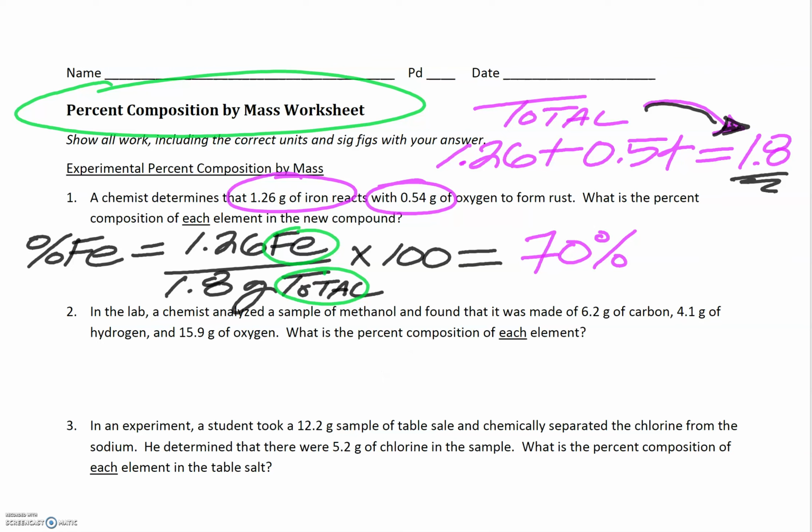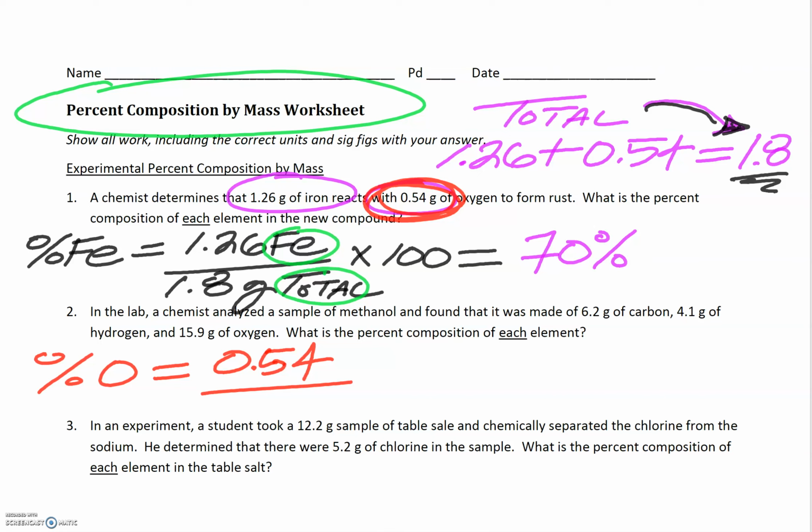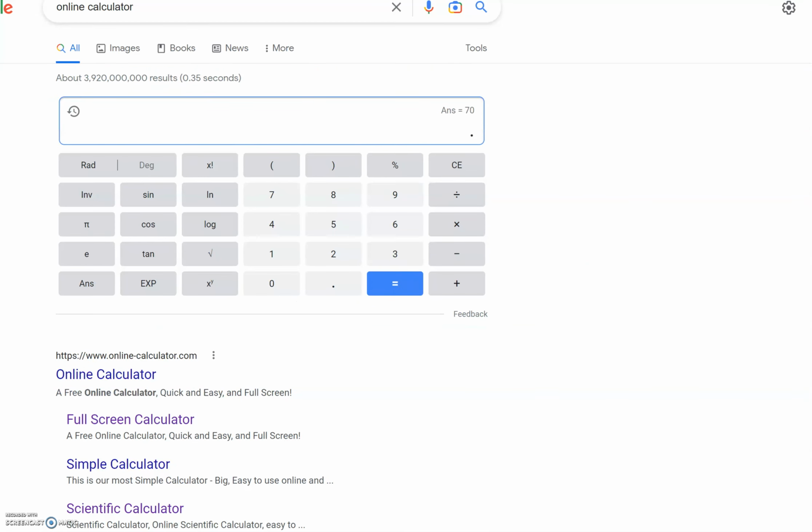Just to show you the math real quick, for the percent of the oxygen component, I would take oxygen's number, which is 0.54, divide it by the total, which is still 1.8, and multiply by 100. This is supposed to give us 30%, because we got 70 there. So we can double check: 0.54 divided by 1.8. Okay, that's great. We got what we were hoping for, 30%.